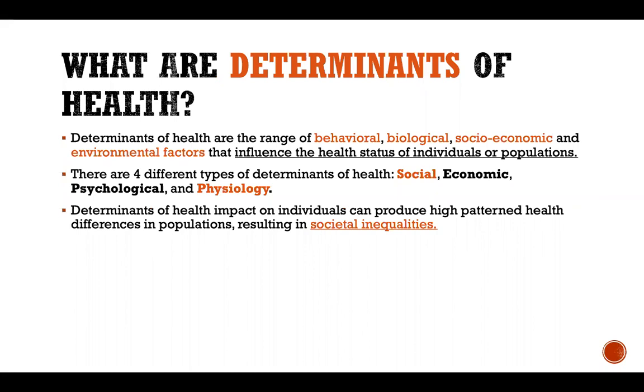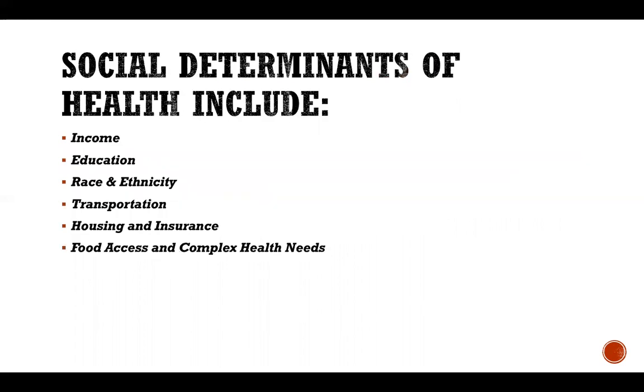So what are determinants of health? Determinants of health are the range of behavioral, biological, socioeconomic, and environmental factors that influence the health status of individuals or populations. There are four different types of determinants of health: social, economic, psychological, and physiology. Determinants of health impact individuals and can produce patterned health differences in populations, resulting in social inequalities. Social determinants of health include income, education, race and ethnicity, transportation, housing and insurance, food access, and complex health needs.